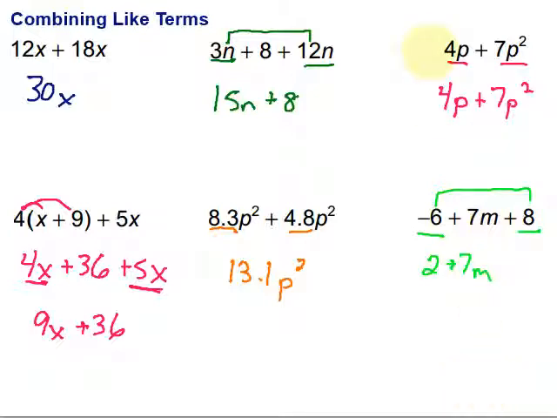So, combining like terms. The keys, look for variables. They have to have the same variables, and they have to be to the same power. So in this case, we had those x's that are the same power. Here was an example where we had different powers and we couldn't combine those things. Also remember that constant terms are like terms as well. They don't have any variables to any power, so we can definitely combine those.